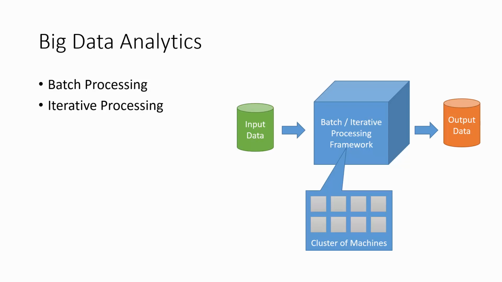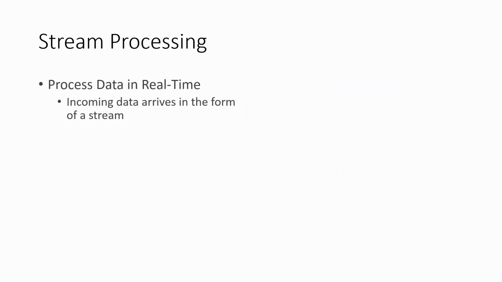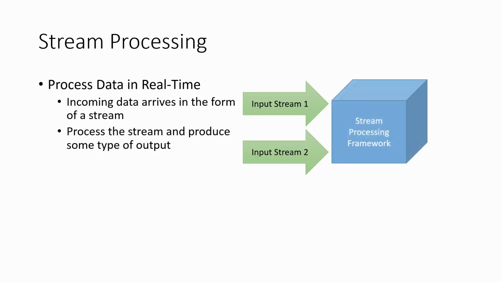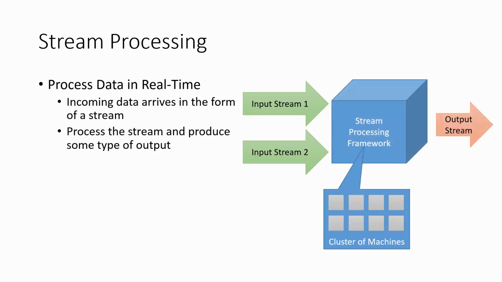Now let's look at a different type of processing system, which is stream processing. In stream processing, you can process data in real time, and you have data that arrives in the form of a continuous stream. Now, this stream needs to be handled by some sort of framework that is able to process the stream and produce some kind of output. The output is also in the form of a stream, and in keeping with the theme of big data analytics, we know that we can't use a single machine to process the stream. Typically, it'll be in large volumes, so you'd need to use a cluster of machines.